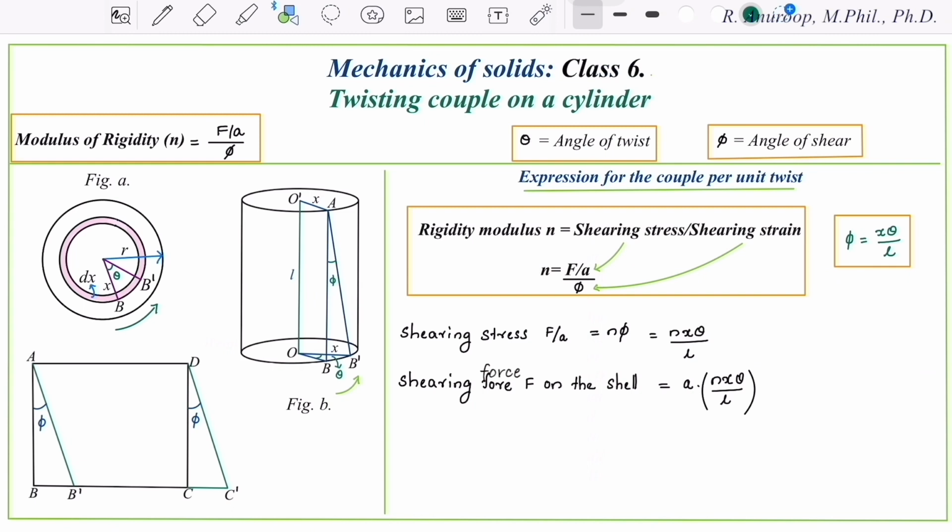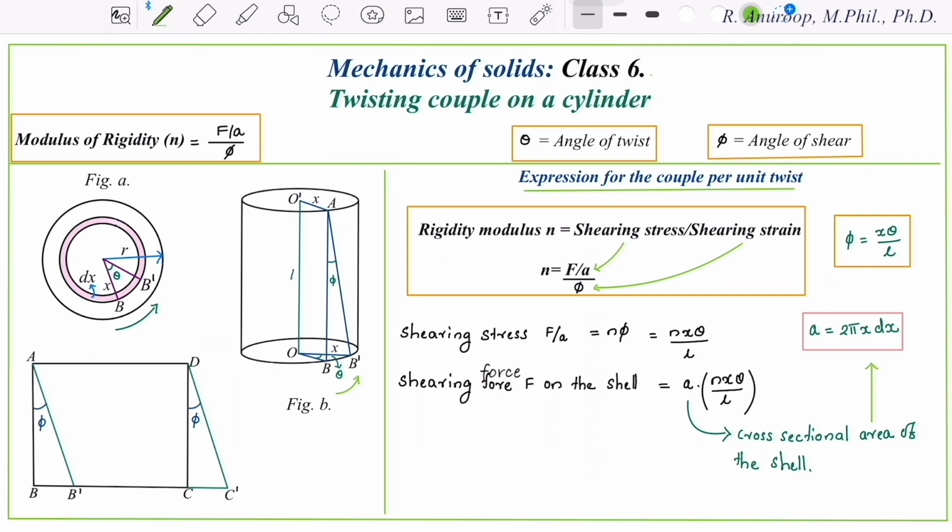What is the shearing force F on the shell? Shearing force F on the shell is nothing but A into shearing stress. That is A into N x theta by L, where A is the cross-sectional area of the shell. We have the shearing stress F by A is equal to N phi. Therefore, F is equal to A into N phi, that is equal to A into N x theta by L. What is the cross-sectional area of the shell? For a cylindrical shell, that is 2 pi x dx, because the radius is x and the thickness is dx. The cross-sectional area of the shell is 2 pi x dx.